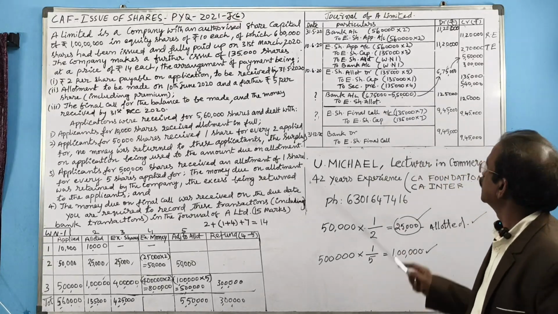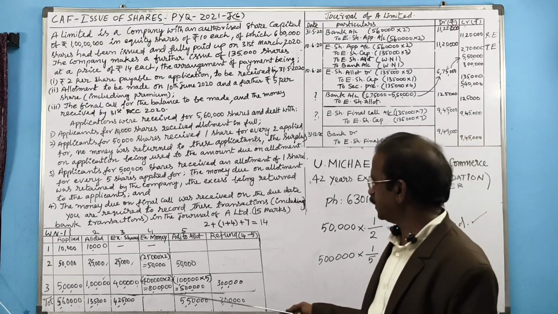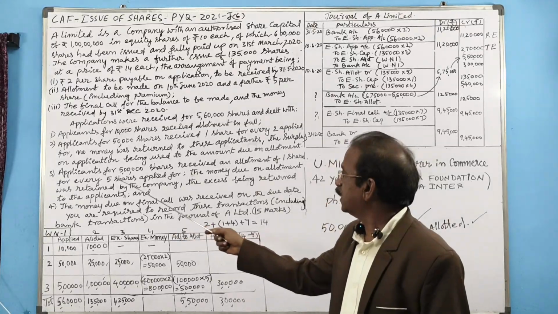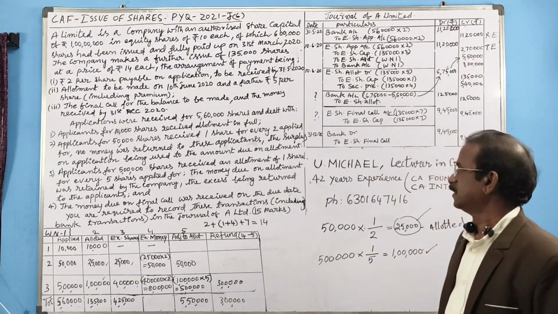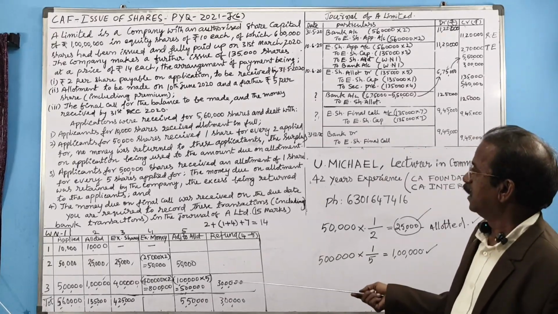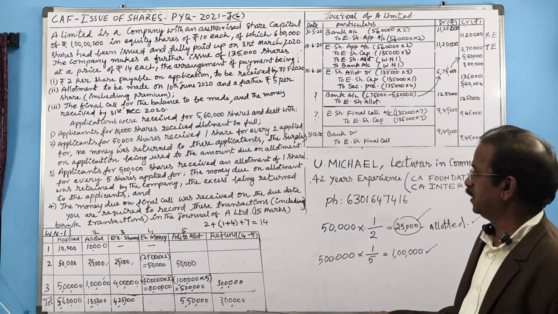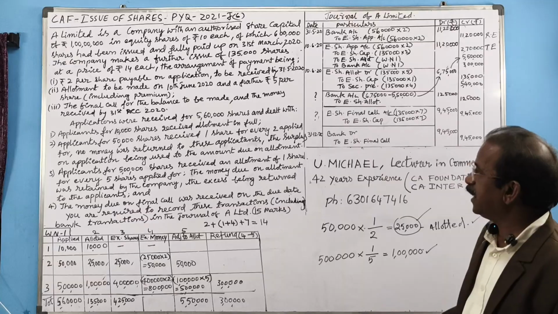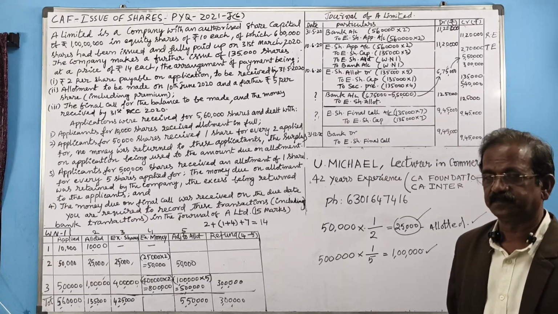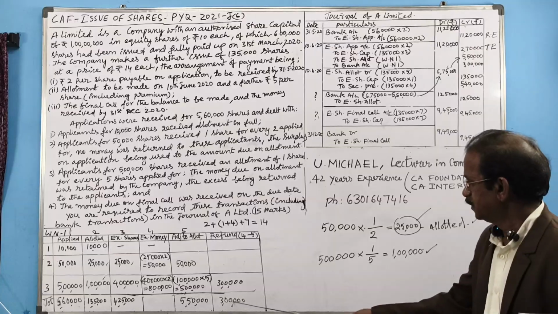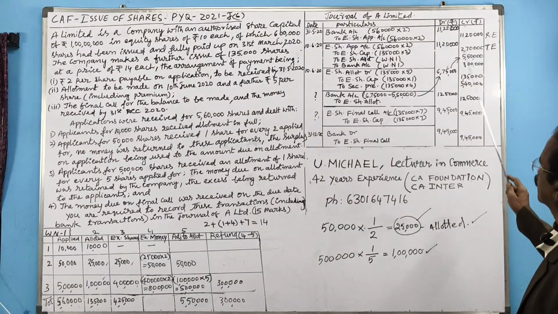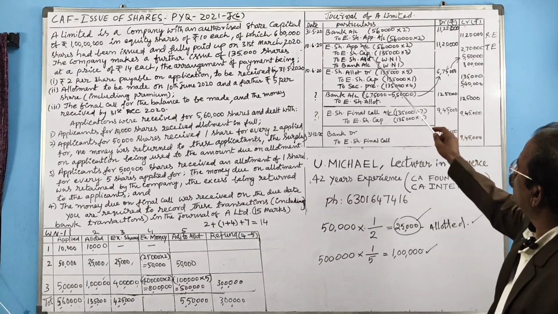The remaining amount, that is 3 lakhs. How did you get it? The third category applied for more shares. That's why that excess application money was decided to be refunded. The company has decided to refund it. This 3 lakhs you have to write here. This entry is made on what date?